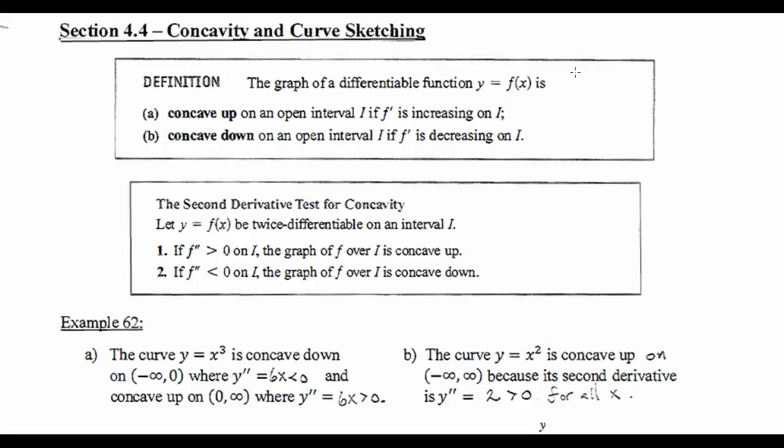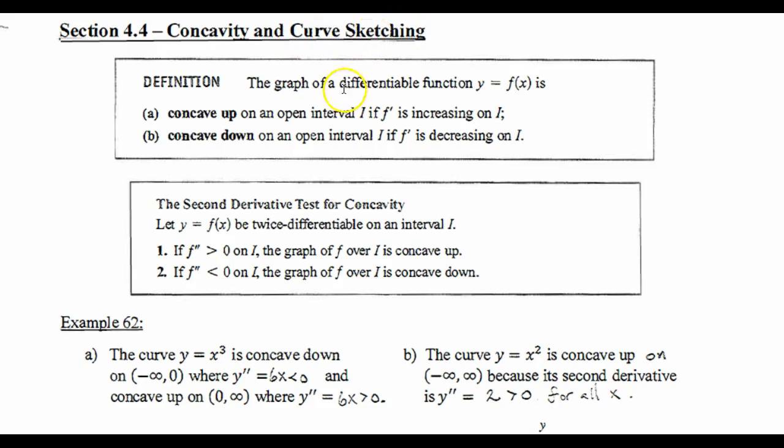Okay, we're moving into our last section, section 4.4, before you take the second exam. In section 4.4, we're going to talk about this concept called concavity, and then also how we put all the stuff together that we've learned to actually sketch curves.